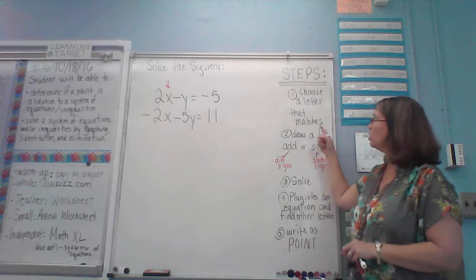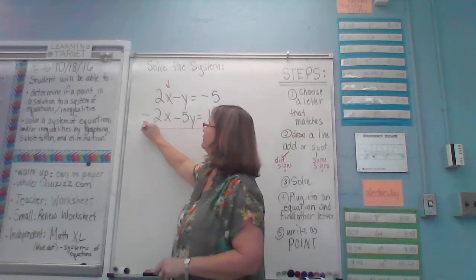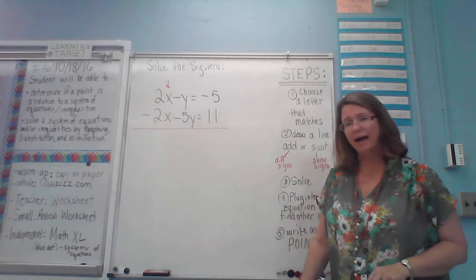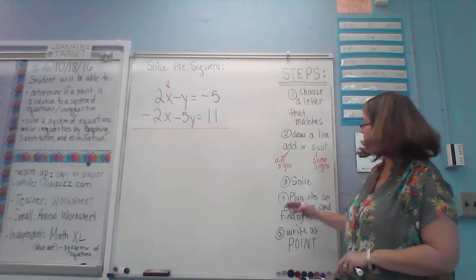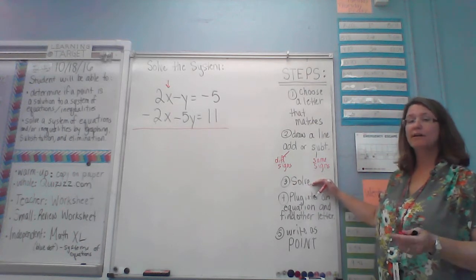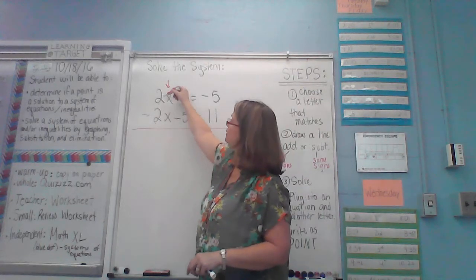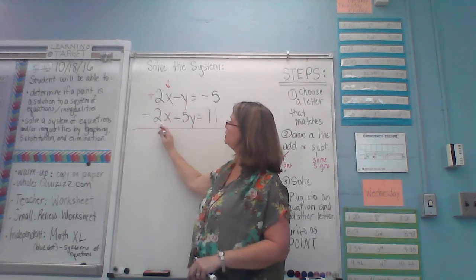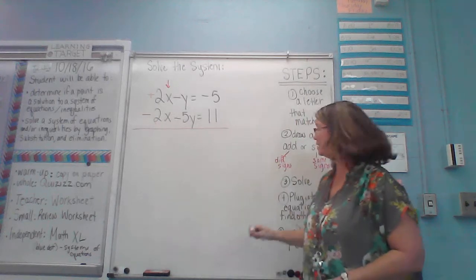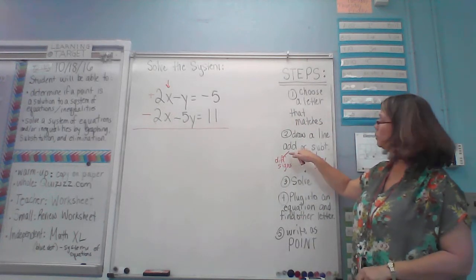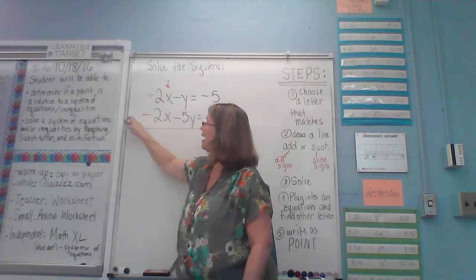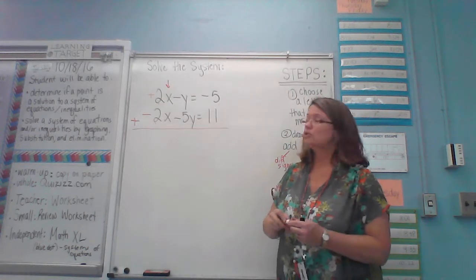Step 2, draw a line and then add or subtract to get rid of that letter. Now remember, how do you determine if you add or subtract? You look at the signs in front of that letter. So look at the letter X. This 2 is a positive 2. This 2 is a negative 2. That means they're different signs. So when we draw our line, we're going to add straight down. So let's go ahead and add.